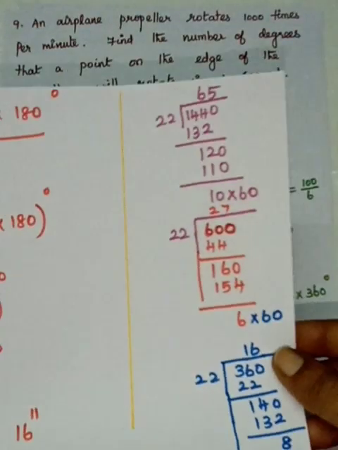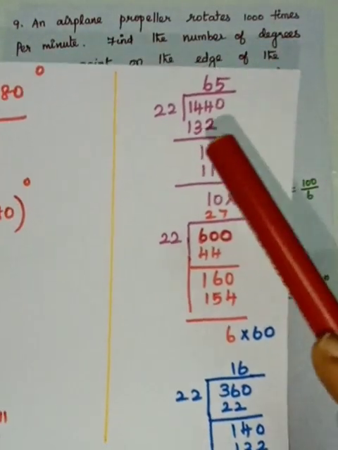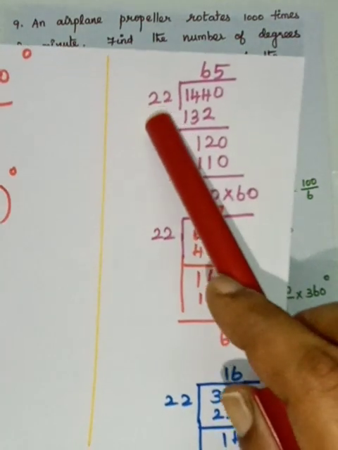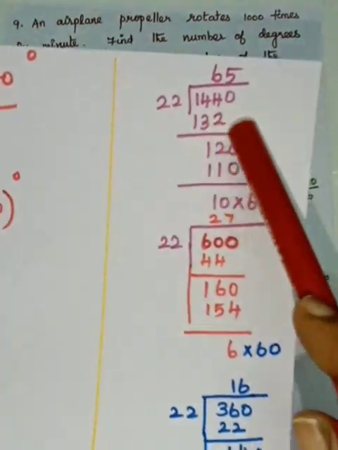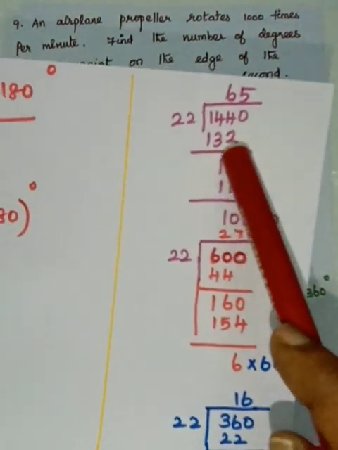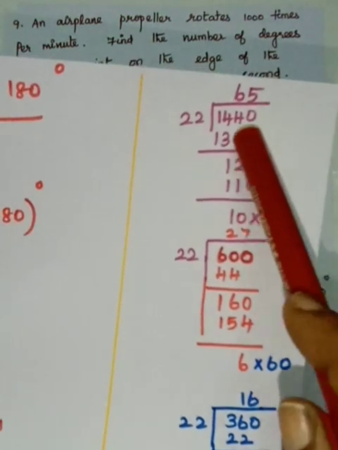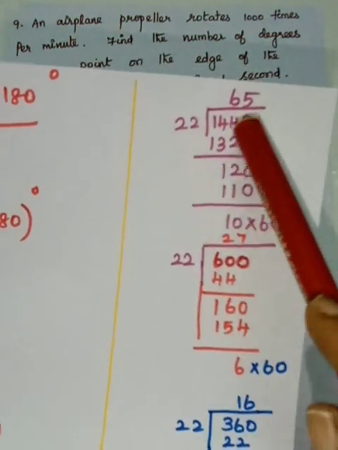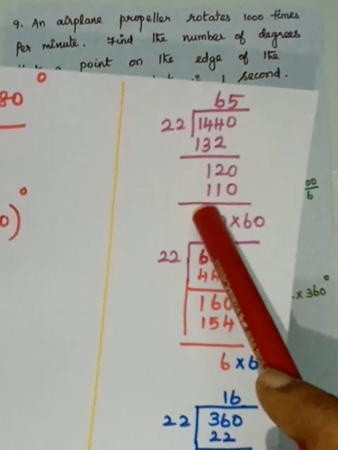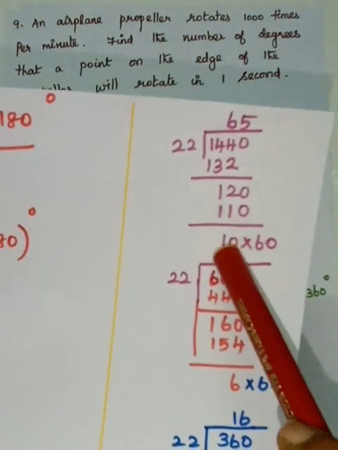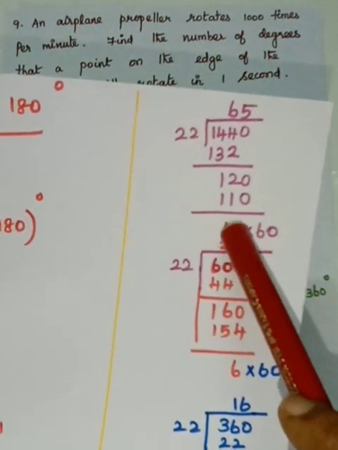You see the calculation now: 1440 has to be divided by 22. So 6 22s are 132. The remainder is 12, and drop the 0, so now you have 120. So 5 22s are 110. The remaining is 10.